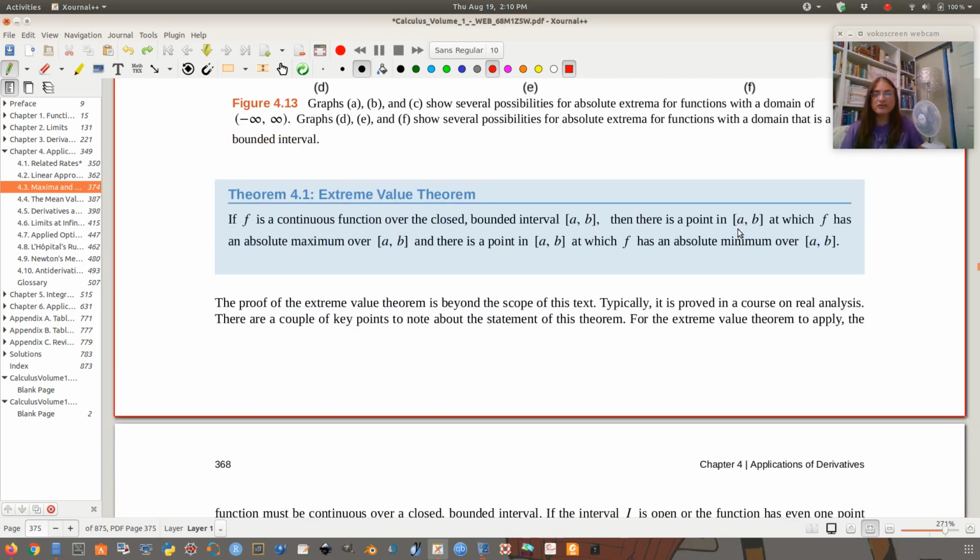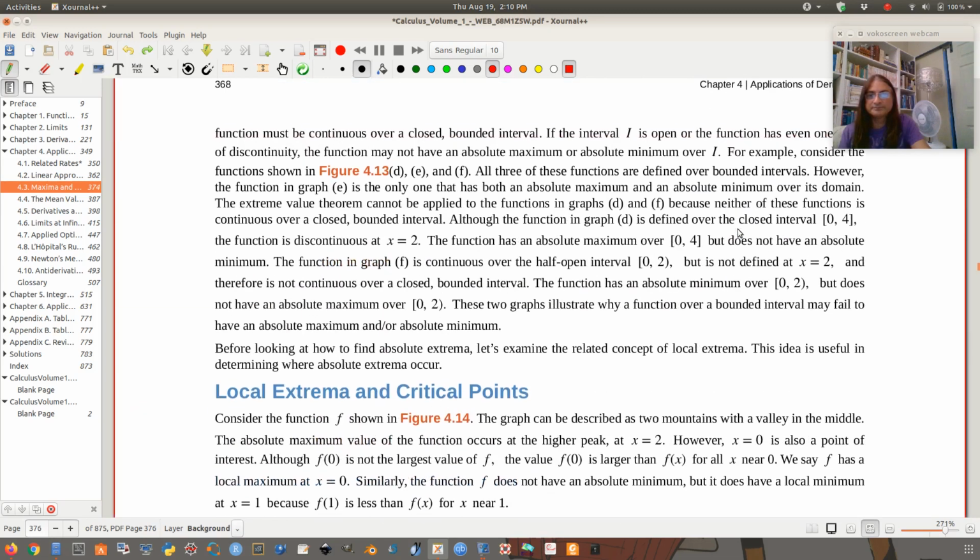The extreme value theorem says if f is a continuous function over the closed bounded interval [a, b], then there is a point in [a, b] at which f has an absolute maximum over [a, b], and there is a point in [a, b] at which f has an absolute minimum over [a, b].